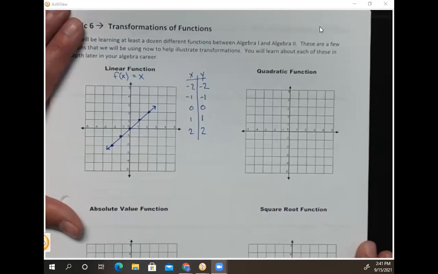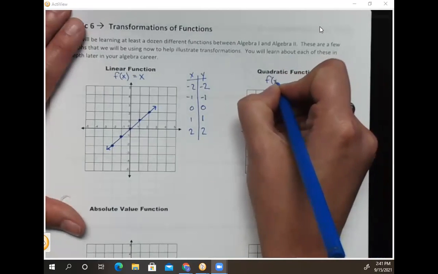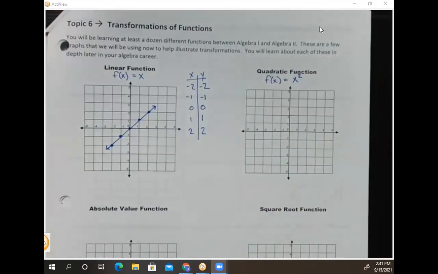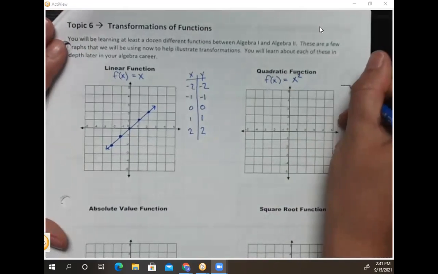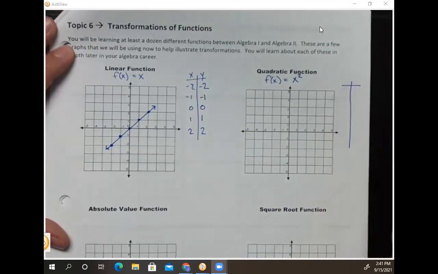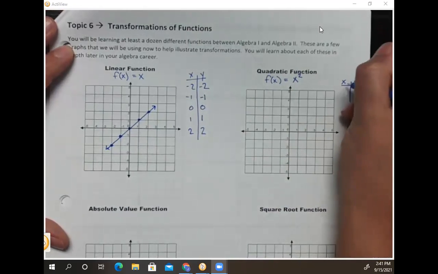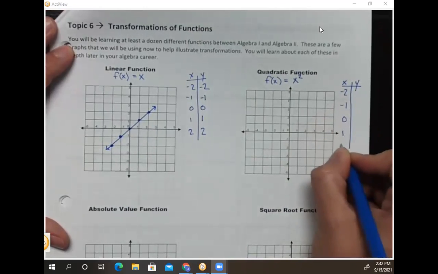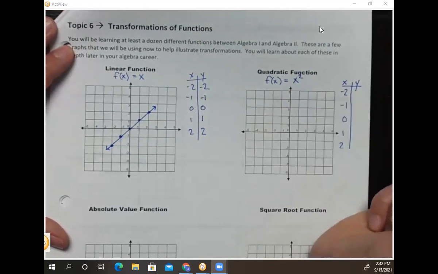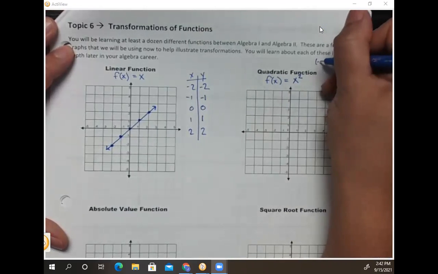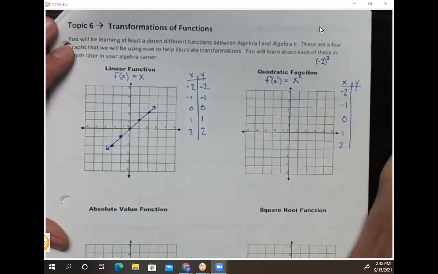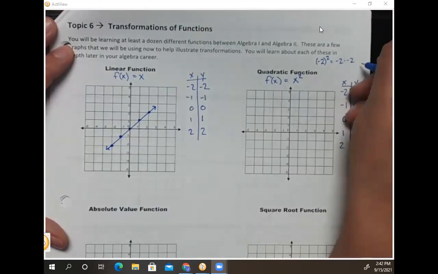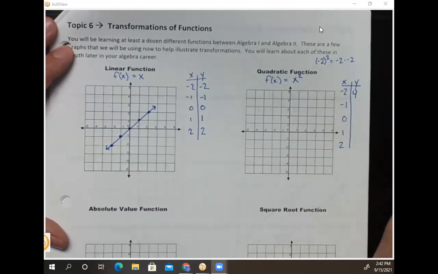Next, we're going to look at our quadratic parent function. So a quadratic function is an x squared function. So this is our most basic x squared function. And I'm going to do the same thing. I'm going to plug in values for x. So I'm going to use the same ones, -2, -1, 0, 1, and 2. And I'm going to plug them in for x here. So when I plug in -2, I would have -2 squared. That means -2 times -2. -2 times -2 would give me 4.